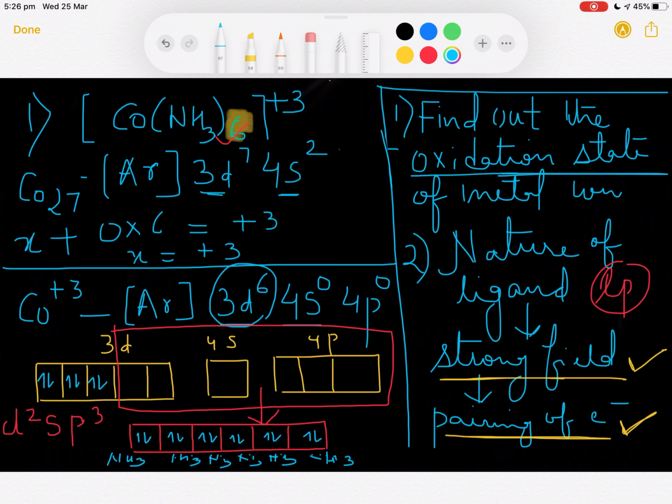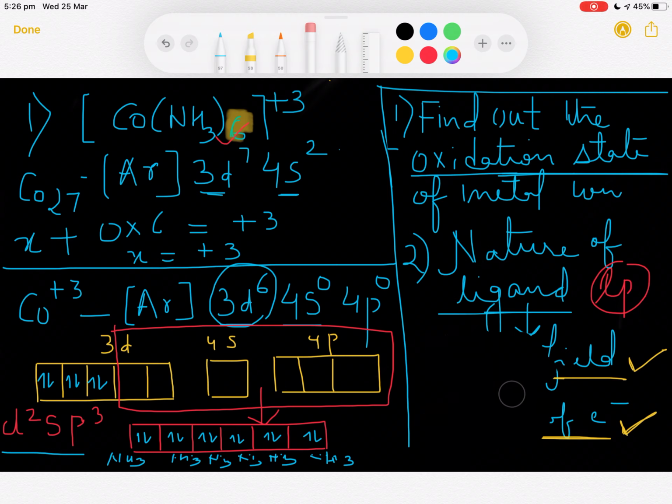So oxidation state and the nature of the ligand are the basic factors deciding the concept of hybridization. Now in this case, since the hybridization is d2sp3, I will use this space. I'm going to erase all this for you because this is already done. Now, which hybridization did I land up with?